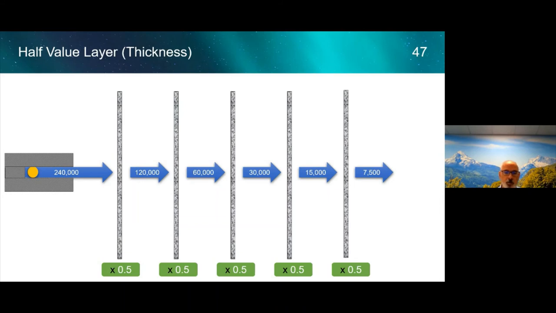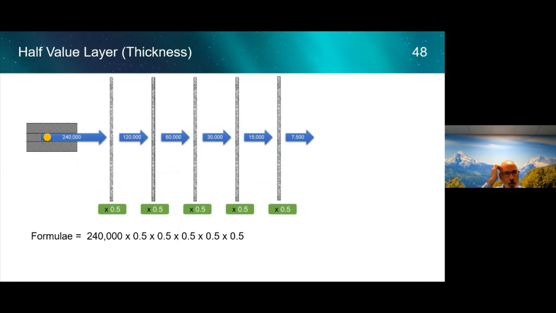Adding more and more subsequent half value layers keeps causing the dose rate to reduce by a half. So it's quite a powerful concept, and it quite rapidly enables us to work out just how many half value layers we need to get to the desired number. I've stopped at 7,500, but clearly you're not going to leave a shielded structure with 7.5 milligray or millisieverts an hour coming through it. That's probably not good enough. However, it's just to demonstrate the concept. So in terms of working out our dose rate, we have 240,000 multiplied by 0.5 for each of the half value layers that we've included. There are five half value layers there, so you'll see there's 5 times 0.5 multiplying this 240,000, giving an increased fractional reduction with each new successive layer.